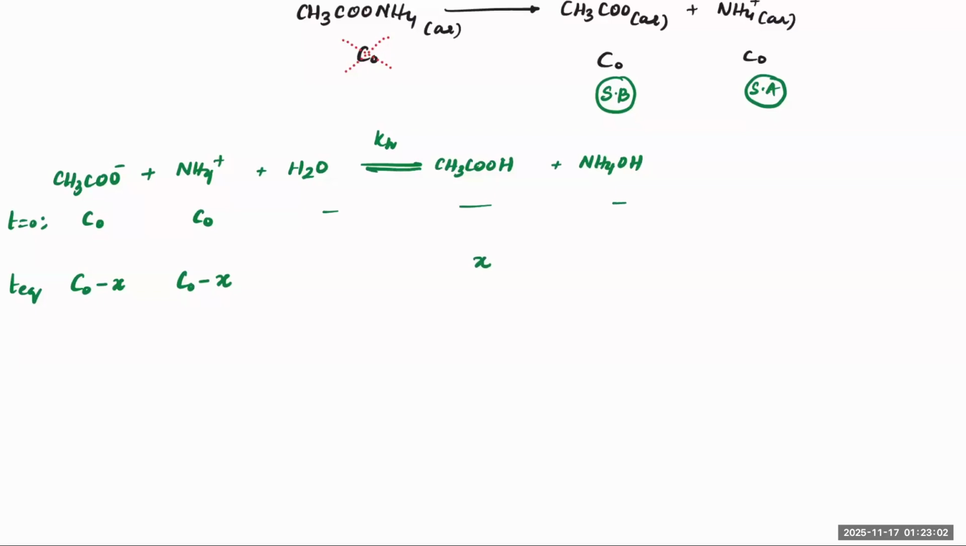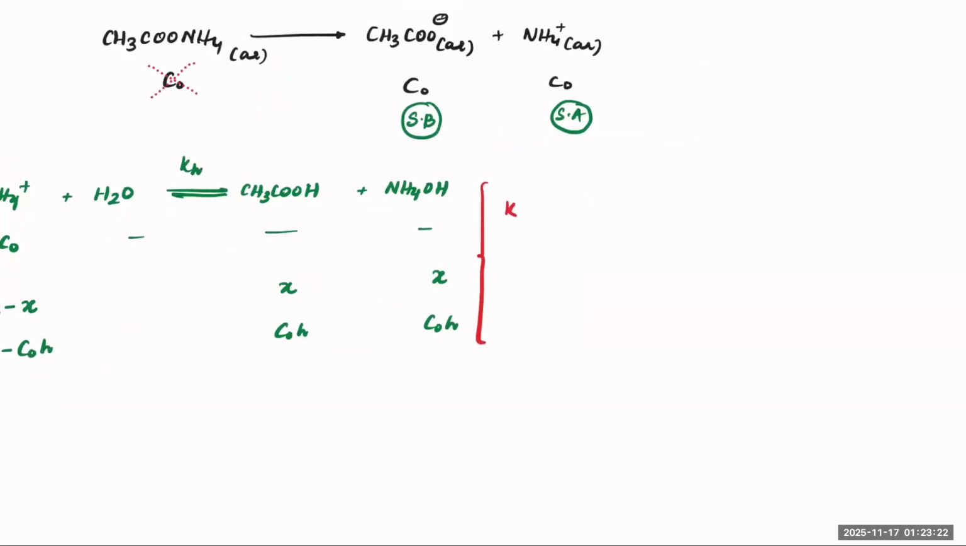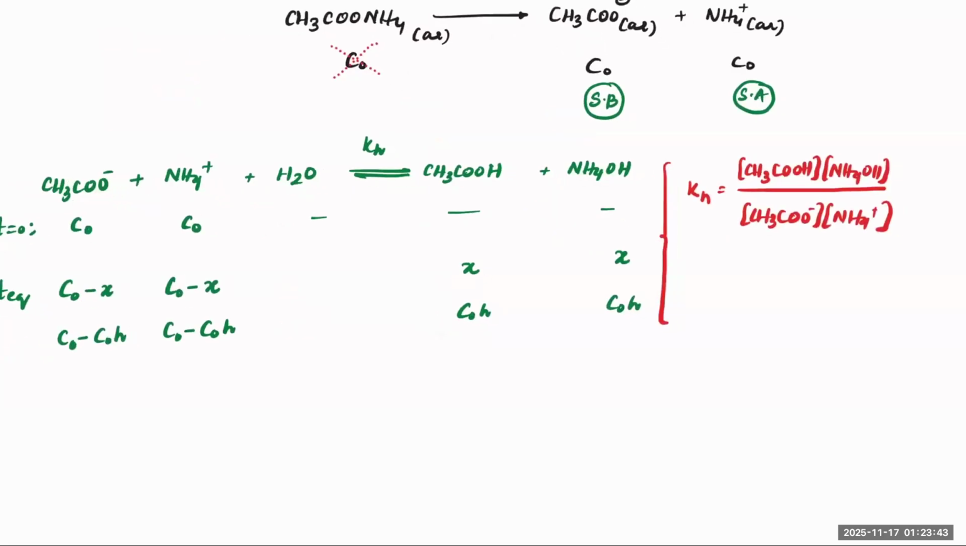So this will become X and X. If I write the same in terms of degree of hydrolysis, I will write it as C naught minus C naught h, C naught h and C naught h. Okay. And now, if you notice, how do we write the Kh value here? Kh value will be equal to CH3COOH concentration multiplied by NH4OH concentration divided by CH3COO minus concentration into NH4 plus concentration. This is the Kh value.